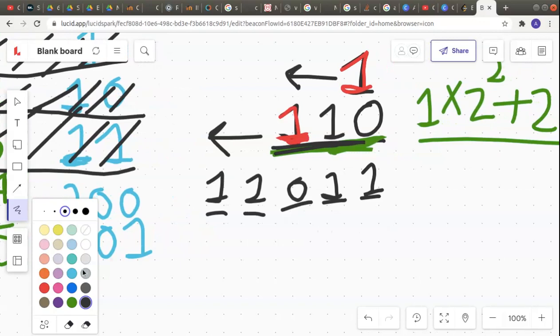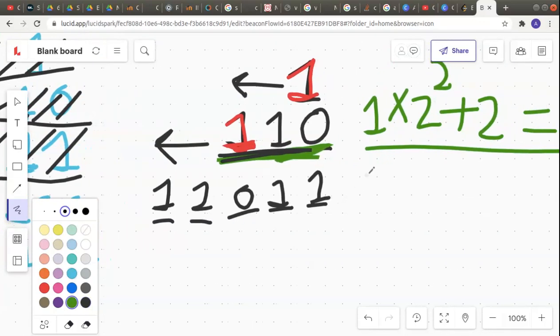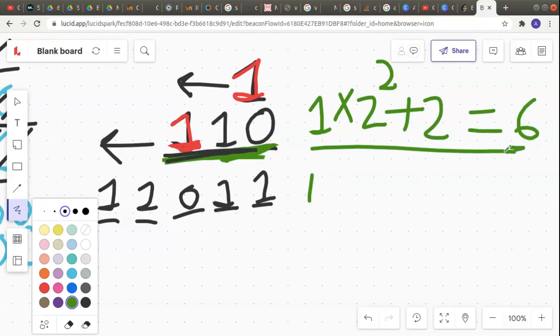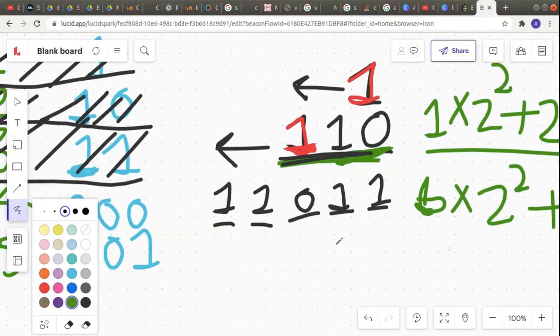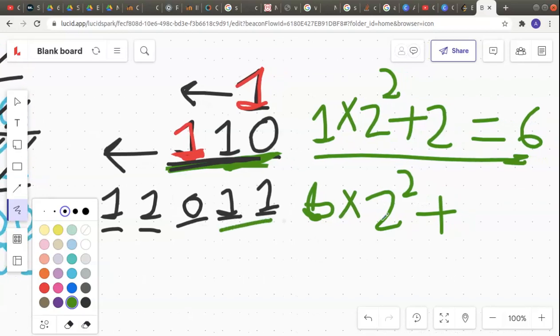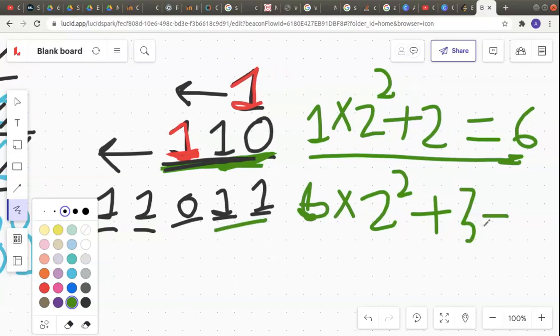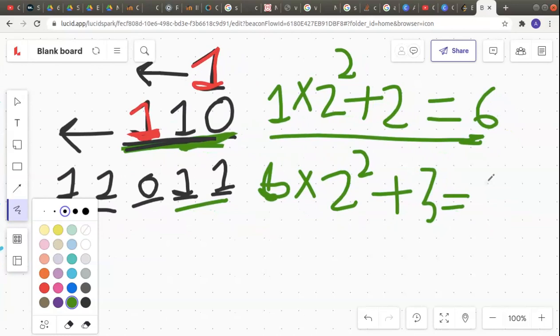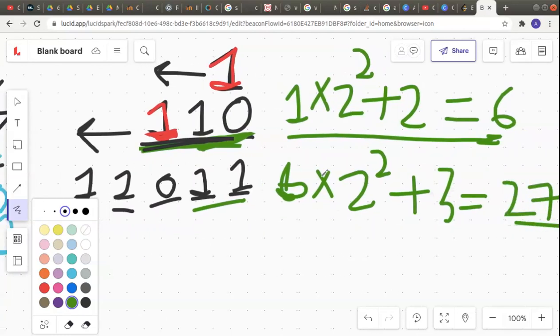And the binary representation to the decimal representation is what? The number that I had originally was 6, right? I have shifted it by 2 places. So basically, I have done 6 into 2 power 2 plus the number that I just added now. I just added 3 now, right? So 6 into 2 power 2 plus 3. So what is that? 24 plus 3, that is just 27. So this is the new decimal representation.